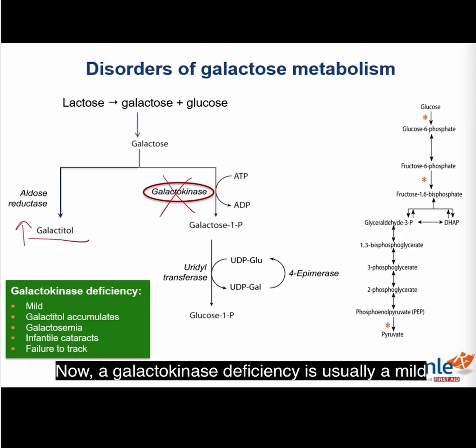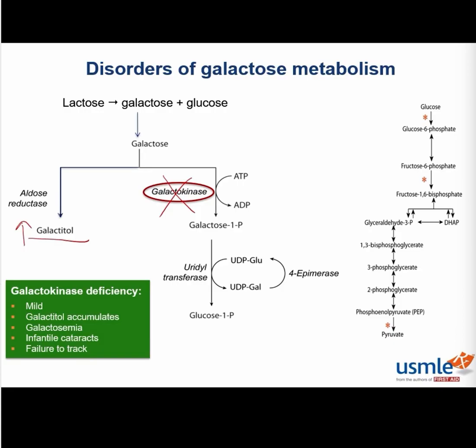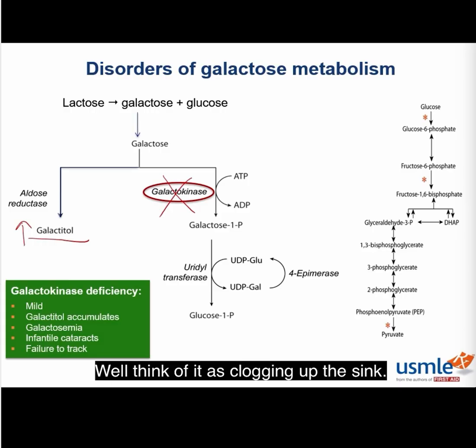Now, a galactokinase deficiency is usually a mild condition, but galactitol does accumulate inside cells and can cause galactosemia, infantile cataracts, and the failure to track objects or develop a social smile. Now, how does it actually cause galactosemia if we just said that galactitol accumulates inside cells? Well, think of it as clogging up the sink. If there's nowhere for the ingested galactose to go, it will accumulate in the serum and then also be excreted in the urine.